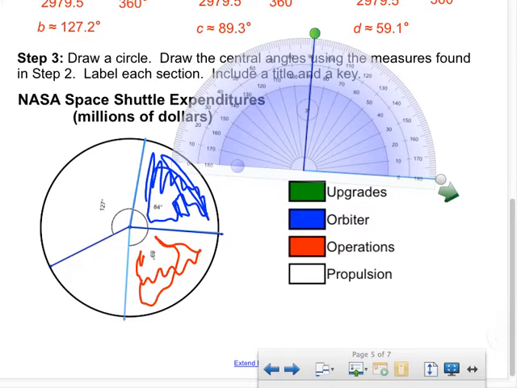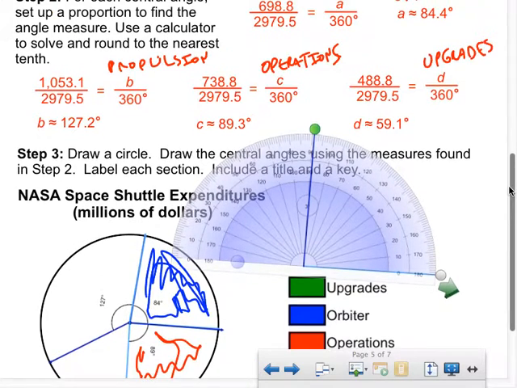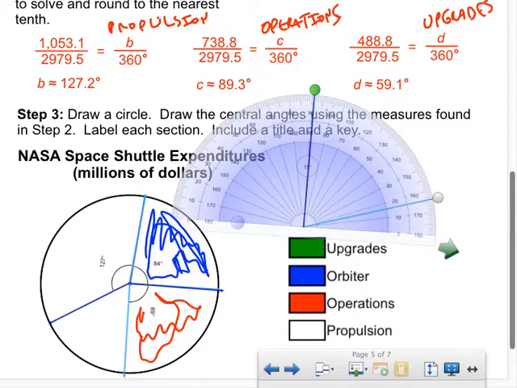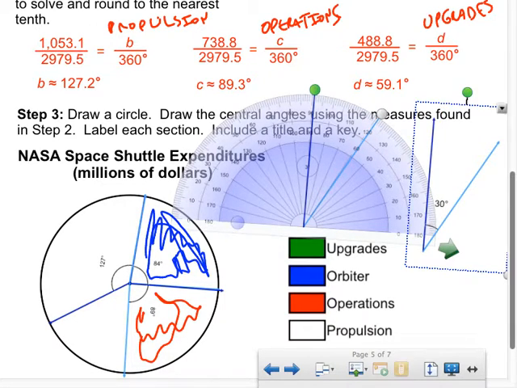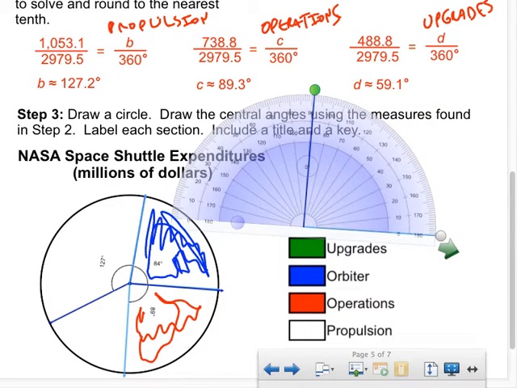And the last one is going to be upgrades, which is green. That's 59 and 1/10 degrees. So 40, 50, that's 60. Okay. Nope, I don't want that. Wrong one. 59. There you go. Here's 59.